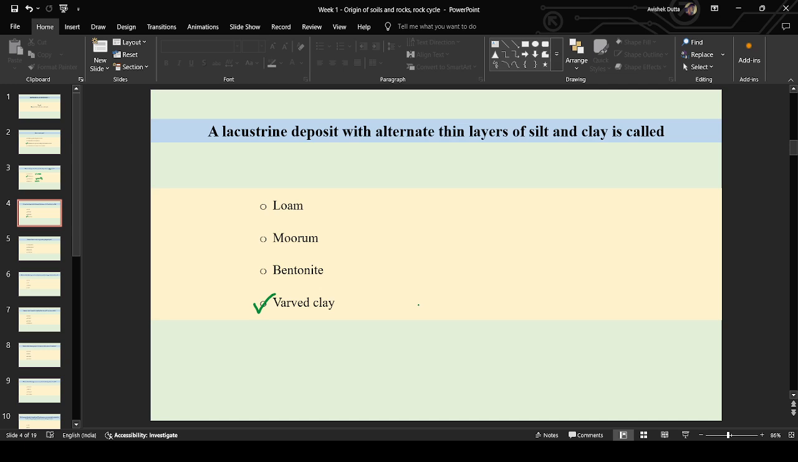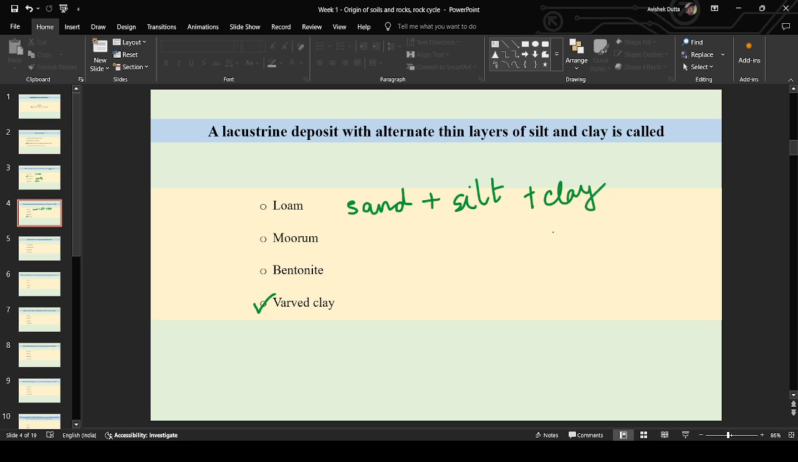Then what is loam? Mixtures of sand, silt, and clay. Yes, mixtures in approximately equal proportions. There might be some exceptions, but generally it is difficult to comprehend the composition of this soil. Sand plus silt plus clay.